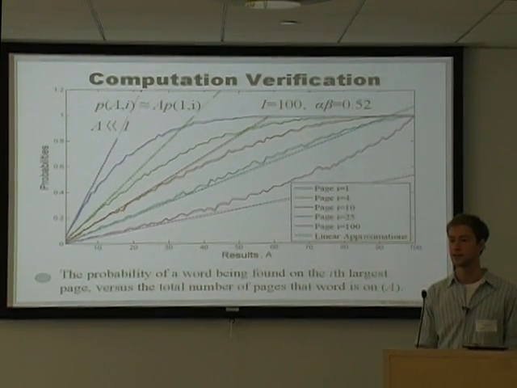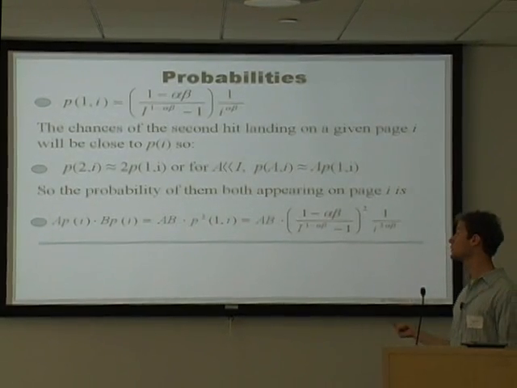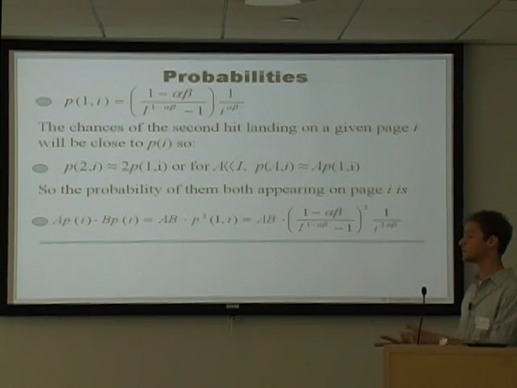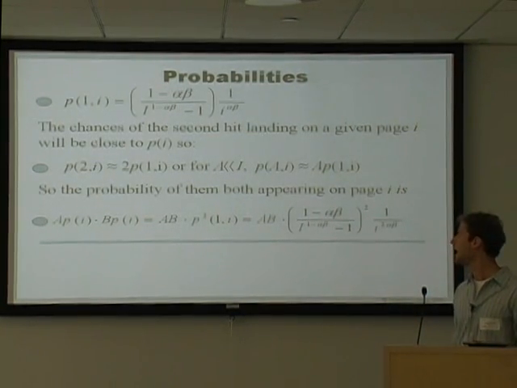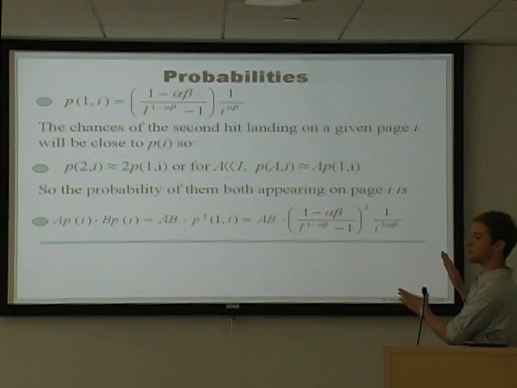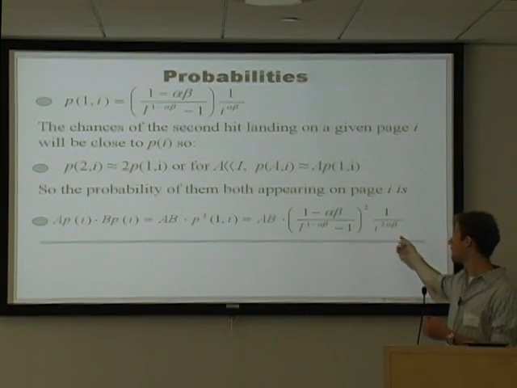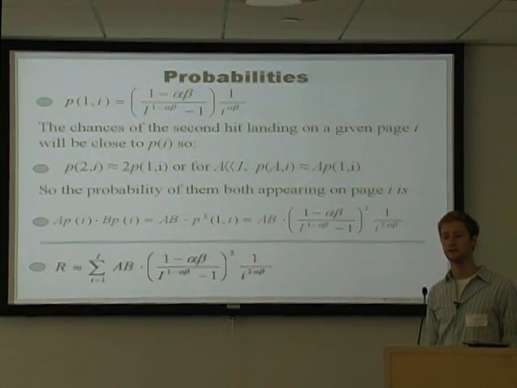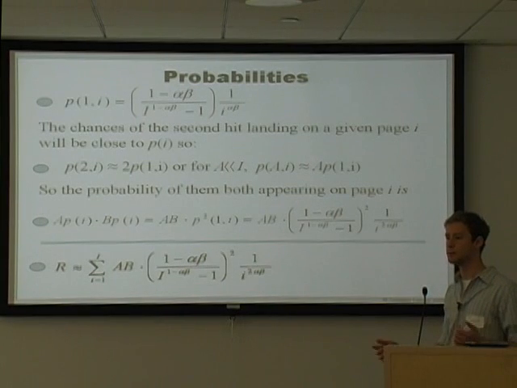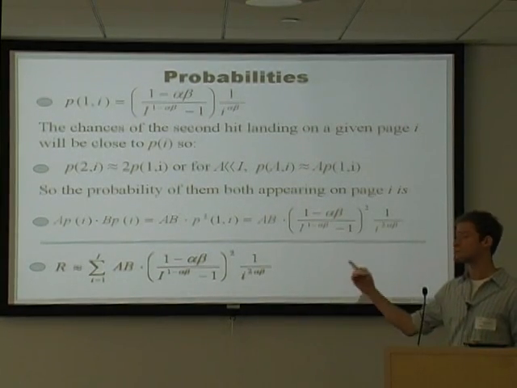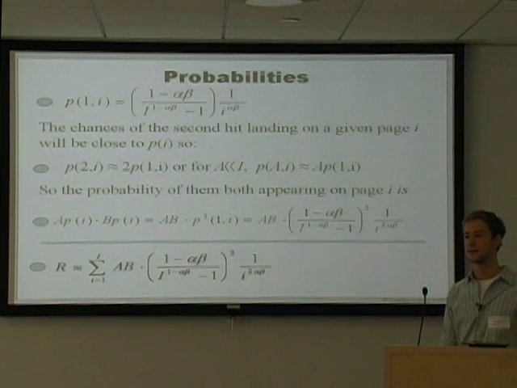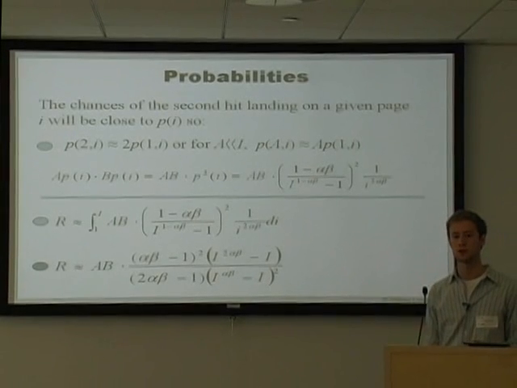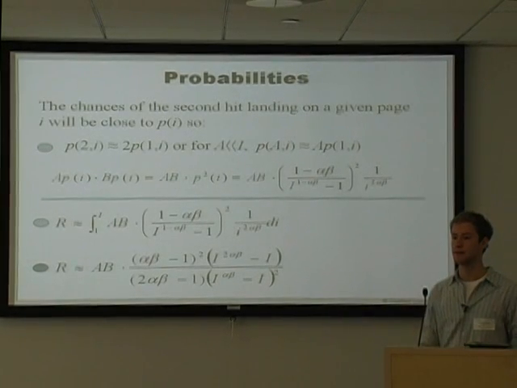And so we're okay using this approximation, which we now use to find the probability of two words being found on a given page I. And it's equal to a times b times that formula there, with the index I being the ith page. If we want to find the total number of results for both words together, the same way, we sum over all the indices from the first page to the last page, and we approximate that sum with an integral, which gives us an exact formula for the number of results in terms of a, b, capital I, and alpha beta again.